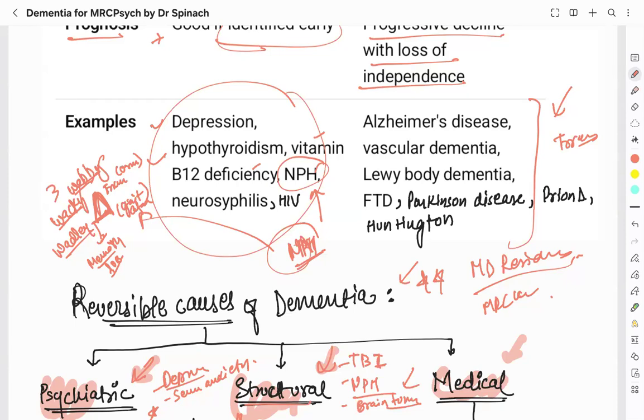What about medical causes? Let's divide medical causes further, but can you tell some of the medical causes which are reversible causes of dementia? Nutritional deficiency. Sure, but I'm just throwing arrows in the dark. Electrolyte abnormality. Yeah.